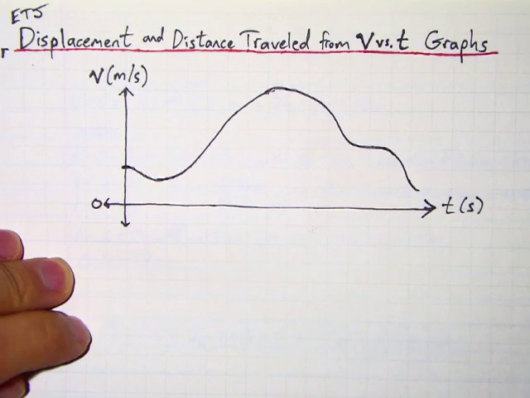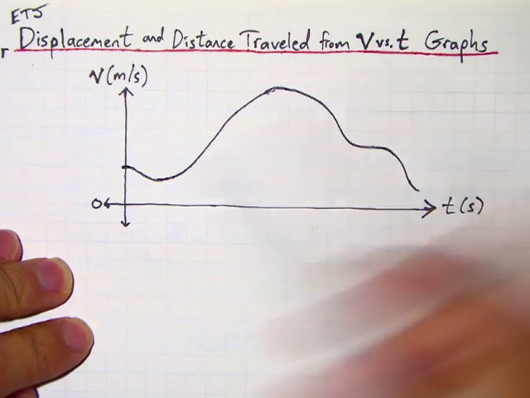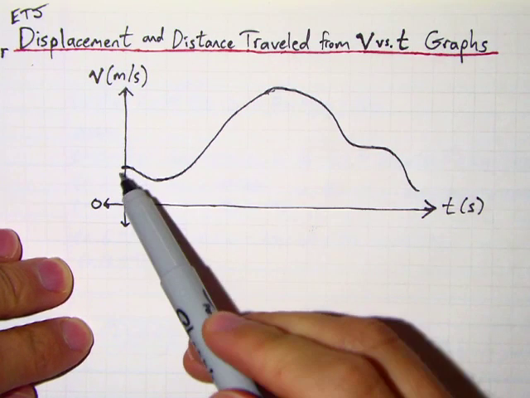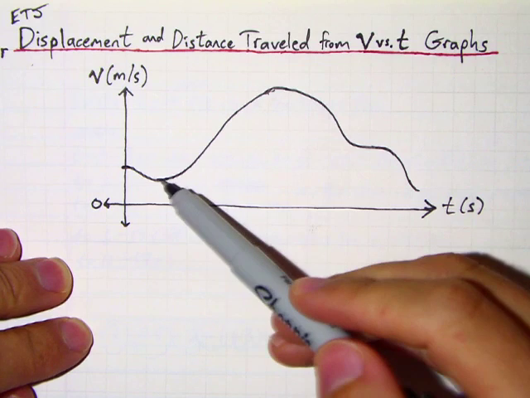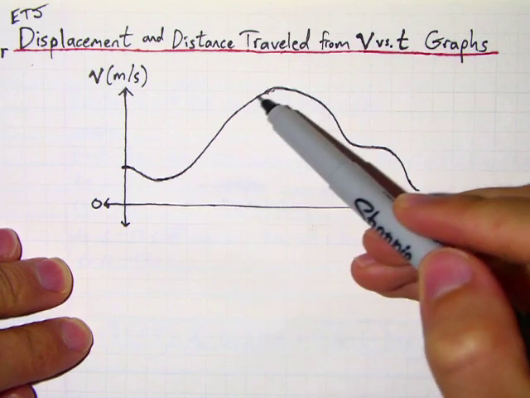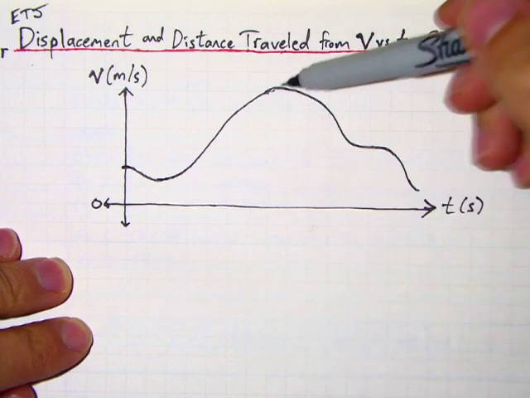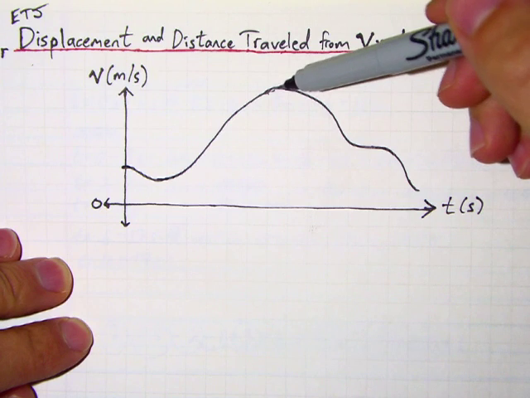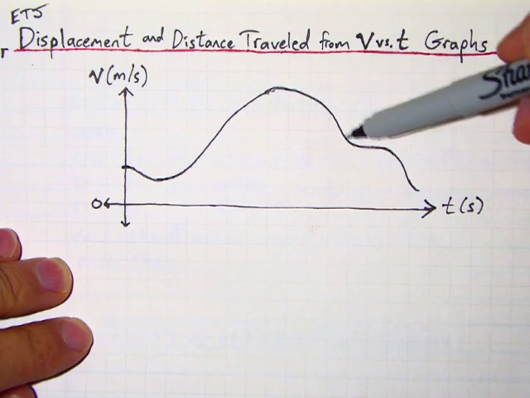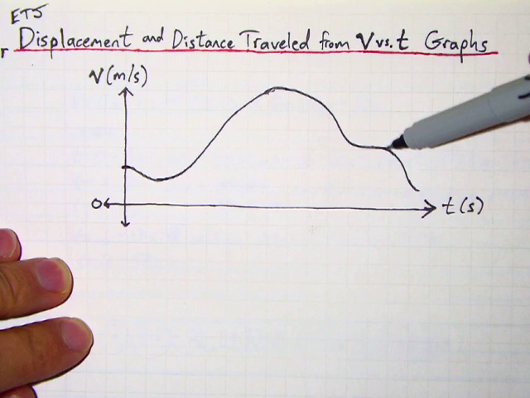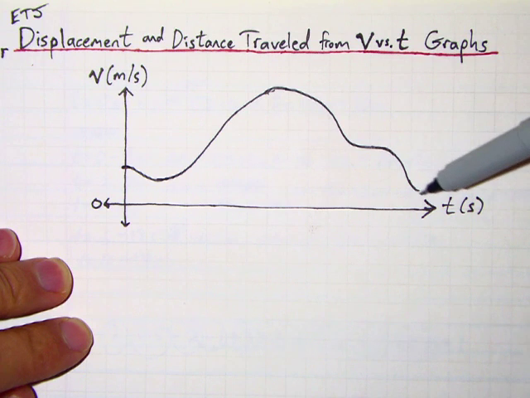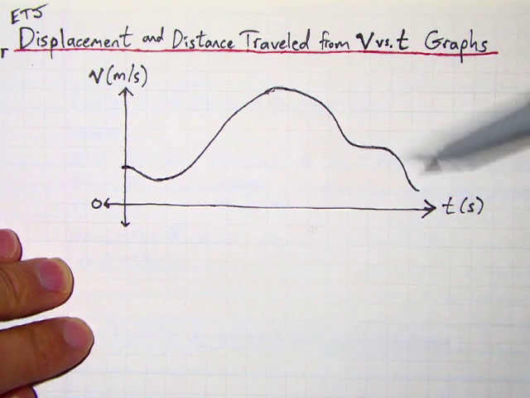Something like that. All right, so here we've got an object that clearly starts with a positive velocity, slows down a little, but is still moving in the positive direction, then speeds up in the positive direction, reaches a maximum speed, then slows down a bit, but is still moving in the positive direction, moves at a constant speed for a while, then slows down a bit more, but never quite comes to rest. All right, so it's moving in the positive direction this whole time.